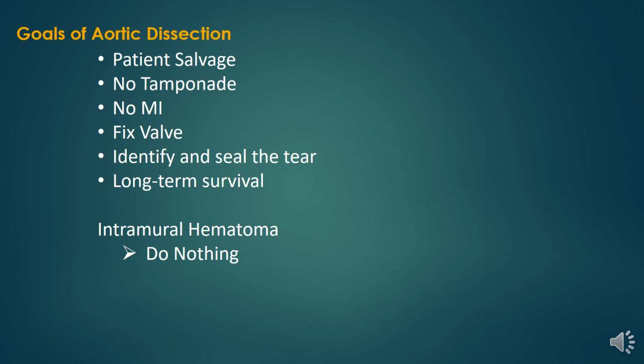So the goals in aortic dissection: patient salvage, there should be no tamponade, no MI, fix the valve, identify and seal the tear, and long-term survival. And if there is intramural hematoma, nothing needs to be done.